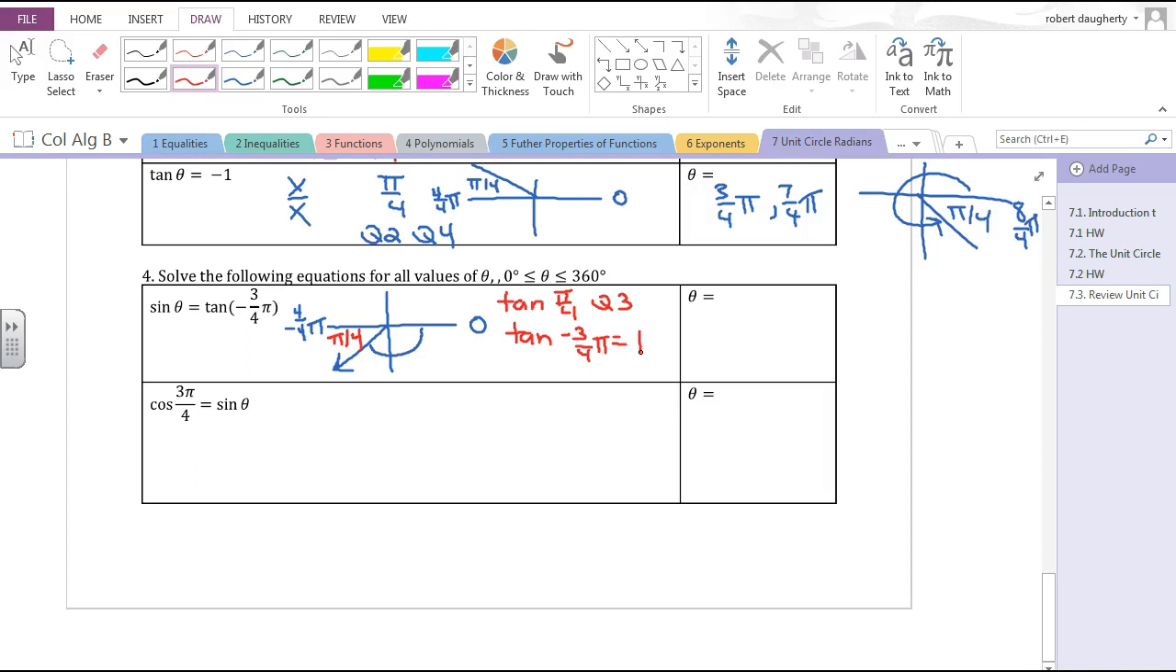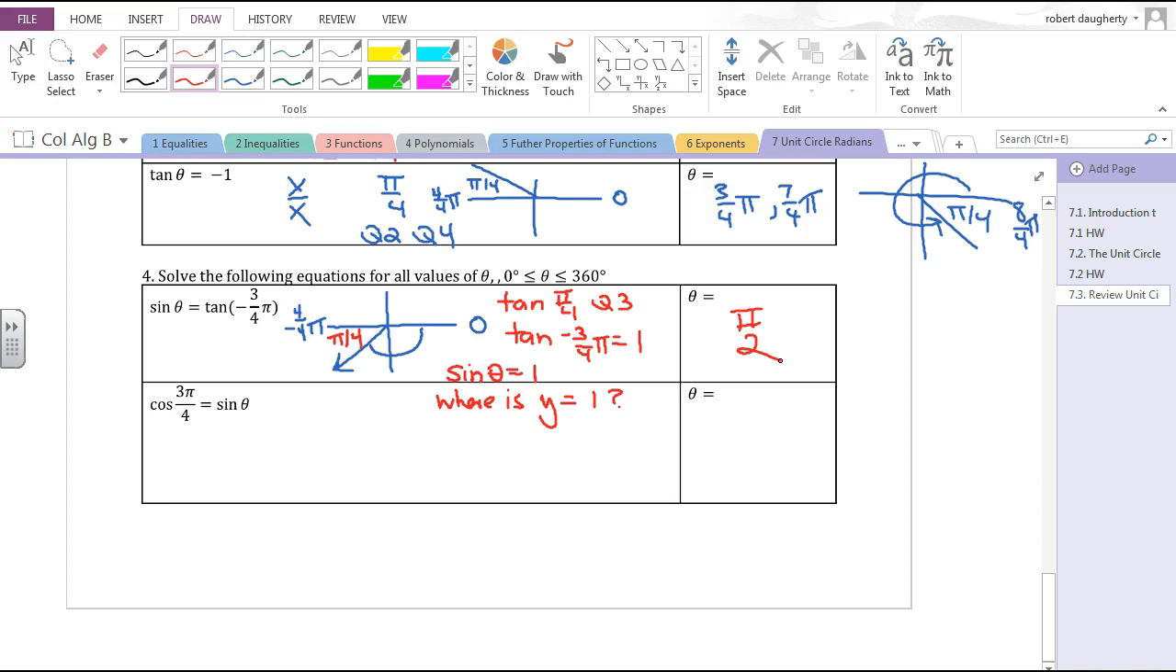So this problem becomes sine of theta equals 1. So this is just asking you the question, where is y equal to 1? There's only one spot on your unit circle that y is equal to 1. That's the very top of the unit circle, and that is pi over 2.